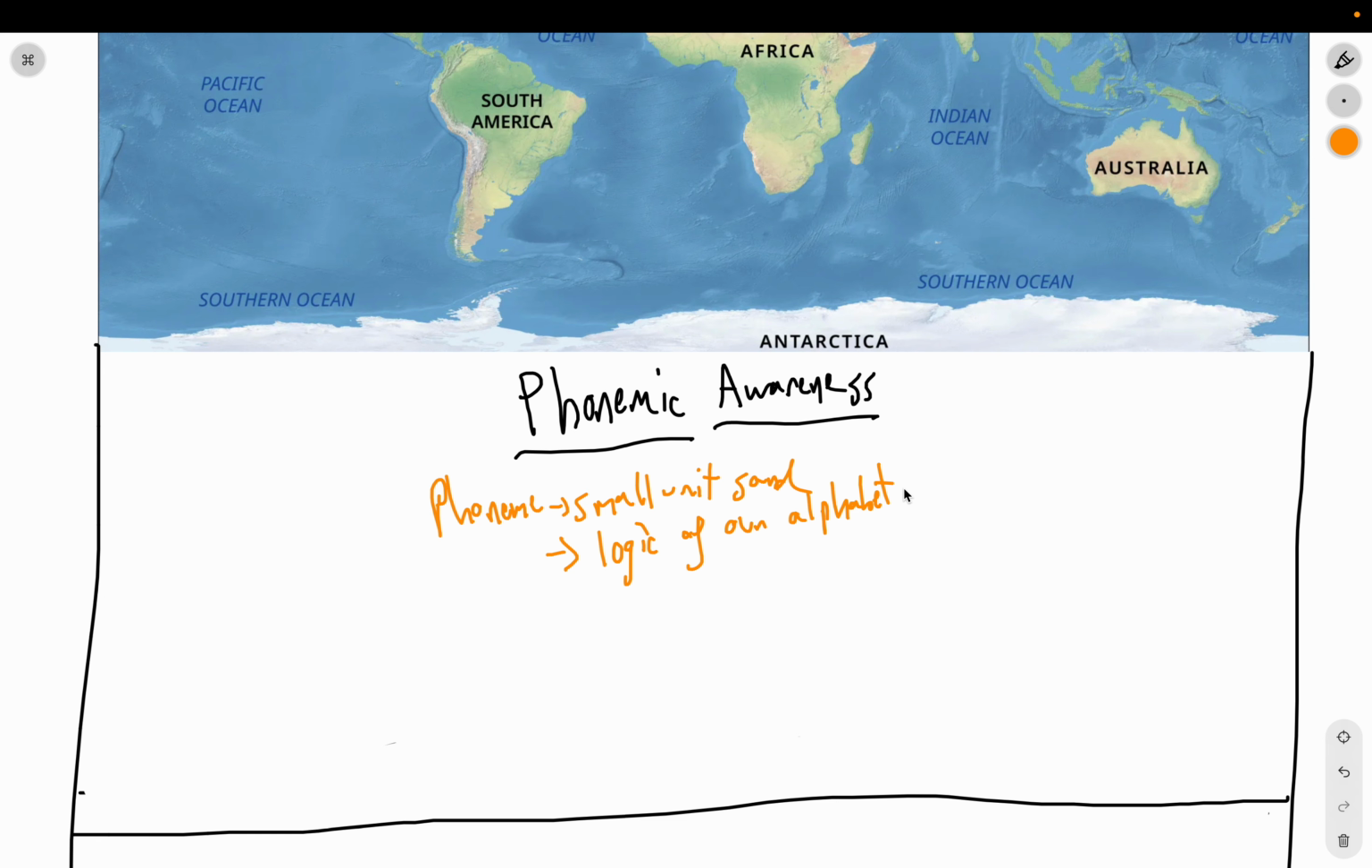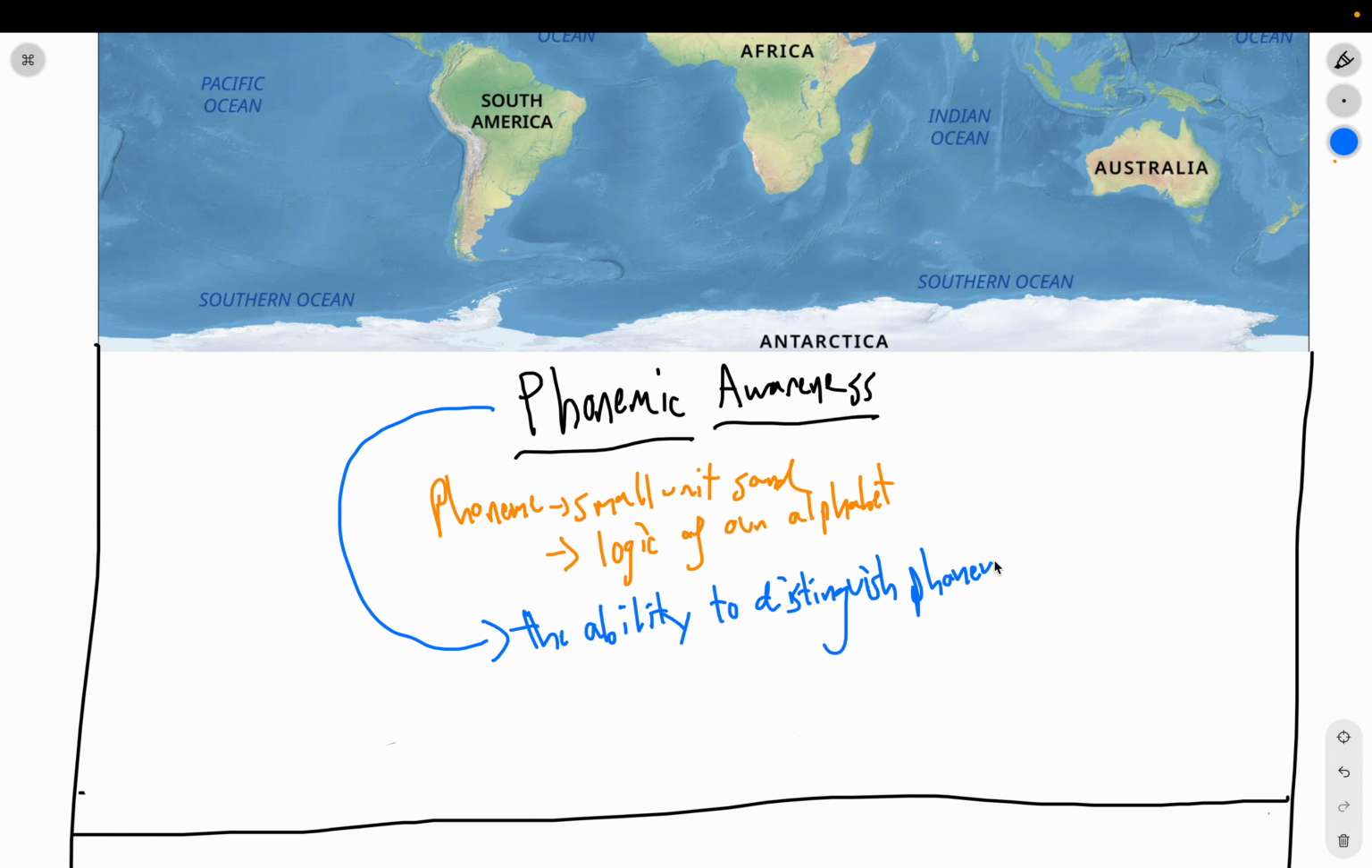So phonemic awareness is, let's see if we can get a different color for our definition. Let's define it as the ability to distinguish, kind of tell apart, phonemes in words. So what does that sort of look like specifically?